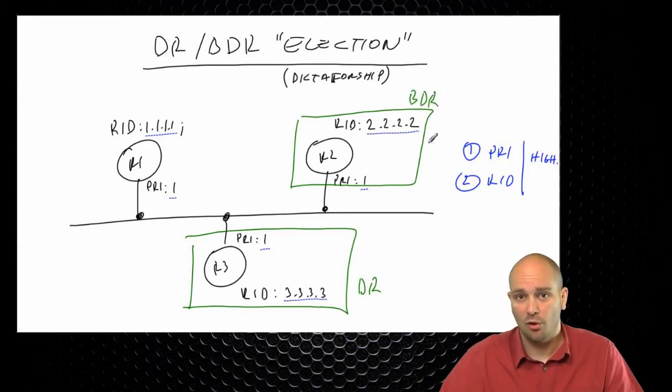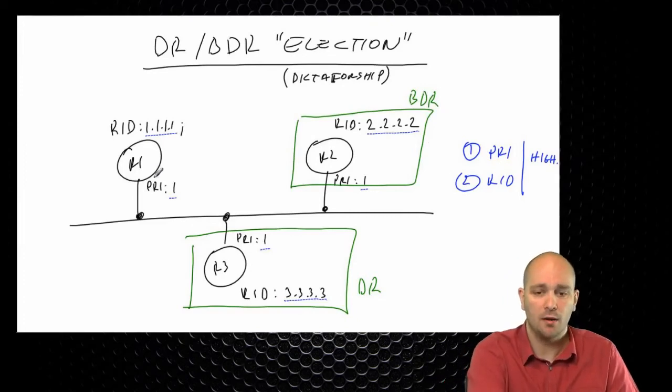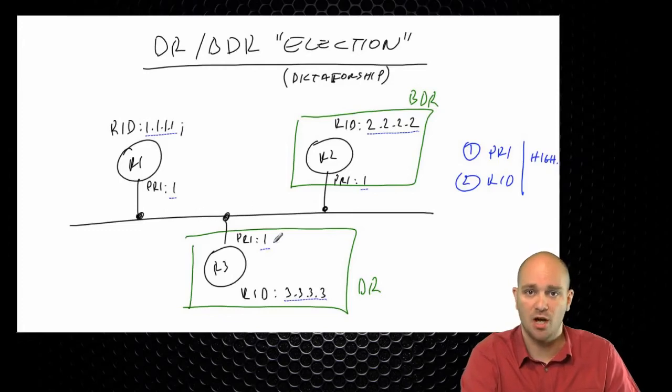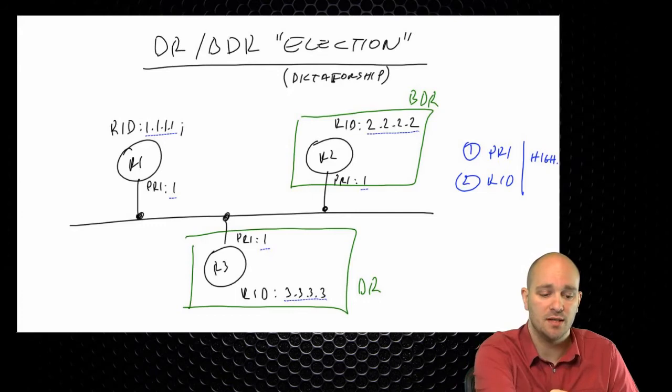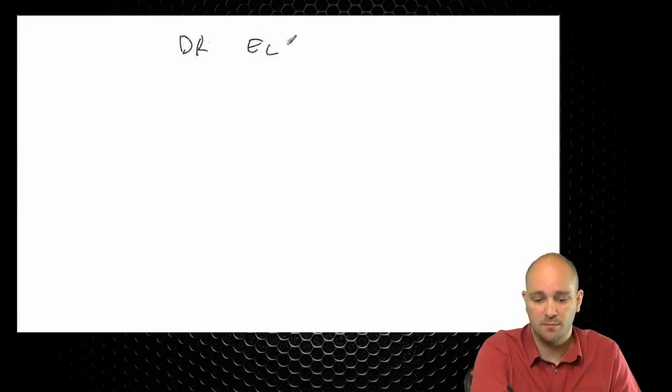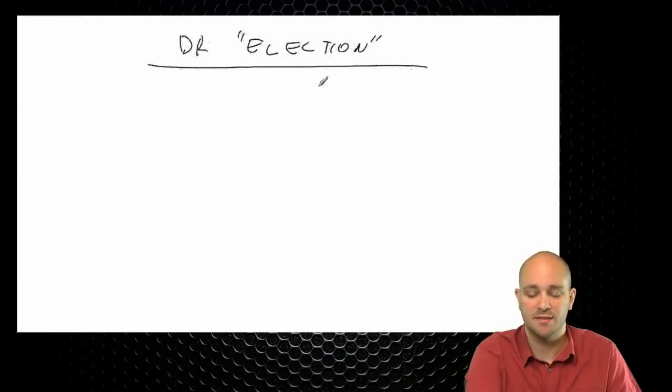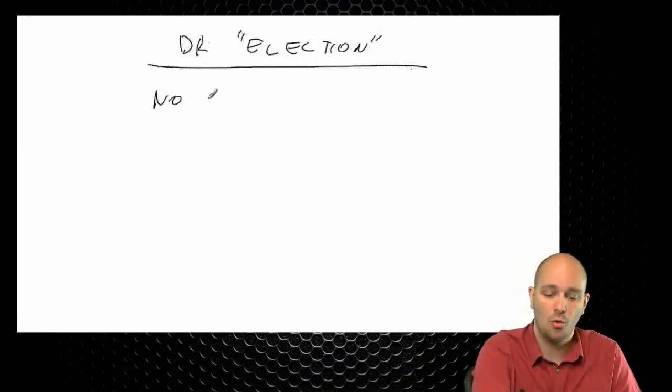Now, this is all nice and fine, except for one thing. If R1 booted first, R1 would be the only router on the network. It would ask, are there any DRs on the network? If there are no DRs on the network, R1 would actually be promoted DR. So, going to write this again here, DR election. Important thing is, there is no preemption.